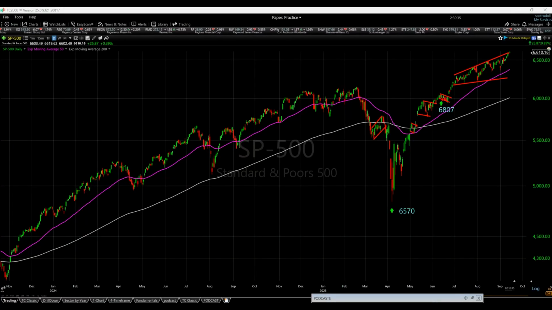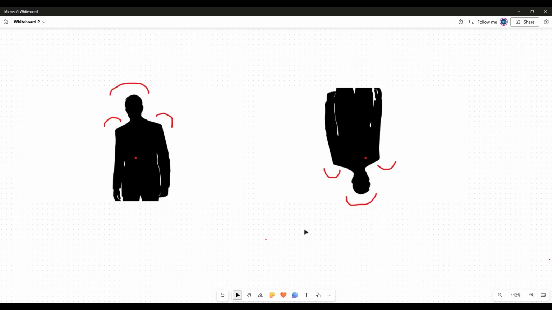What I've got up right now is a chart of the S&P 500, and you can see I've got two numbers here that I've put in. This 6570, that is the target off of this head and shoulders bottom. So what is a head and shoulders bottom? Well, what I did is I put up a simple diagram because I thought this could help explain it. A head and shoulders is a chart pattern that you see frequently at major tops, or you see them at bottoms. At the bottom, it would be called an inverse head and shoulders pattern.